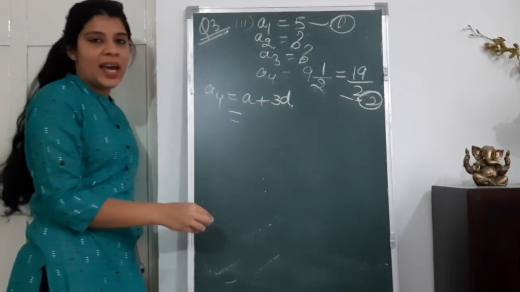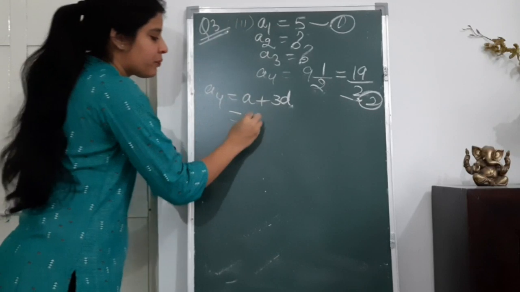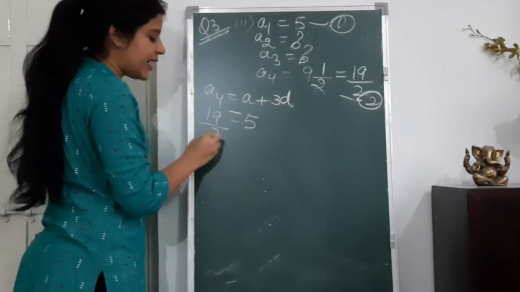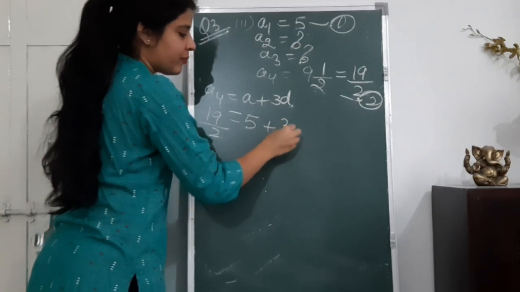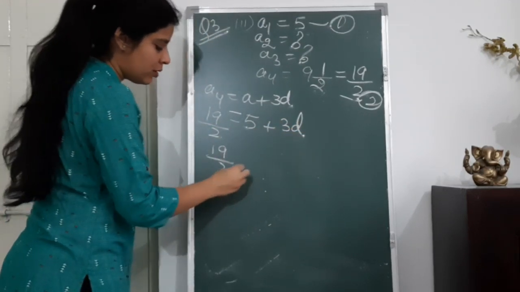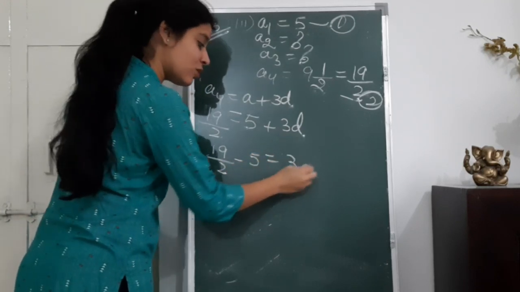What is the value of A here? The value of A is 5. What is the value of A4? It is 19 by 2 is equal to 5 plus 3D. So 19 by 2 minus 5 is equal to 3D.